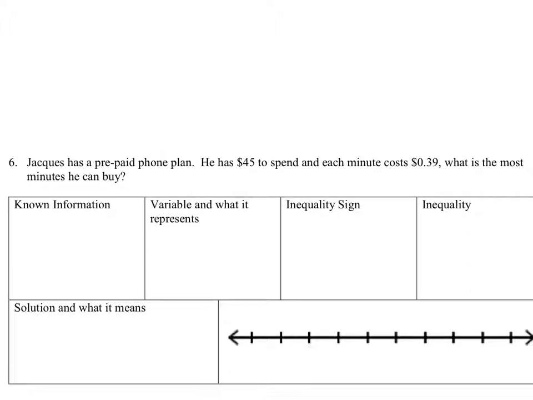Okay, well, let's look at the known information once again. So this is how much you have: you have $45. And each minute costs 39 cents, so 39 cents per minute. And that's it. What is the most minutes you can buy? There's no initial fee on this, which is very nice. And we can say that x will be the number of minutes he can purchase.